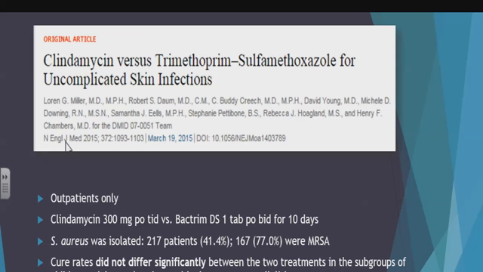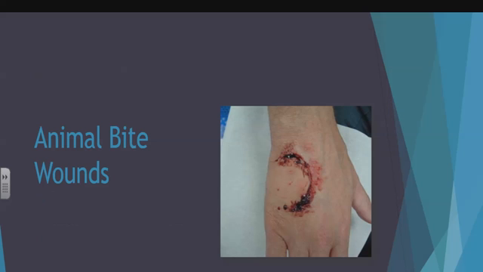But this story kind of threw me for a loop. This article. It was a great study. I felt like it had a lot of strengths to it. And so this made me, and I think a lot of other infectious disease people go, I wonder what's up with that. All right. So all that aside, now we're going to go talk about animal bite wounds.